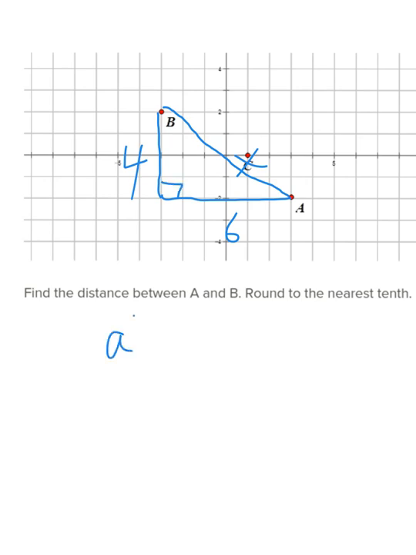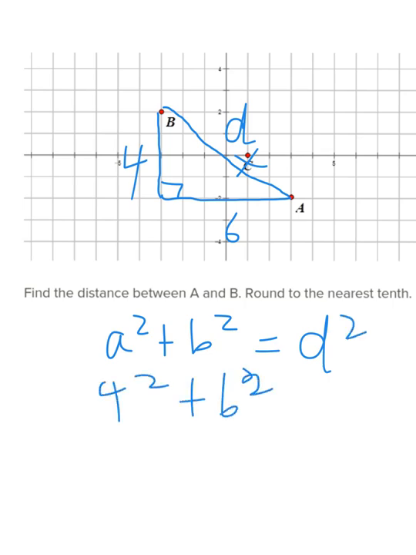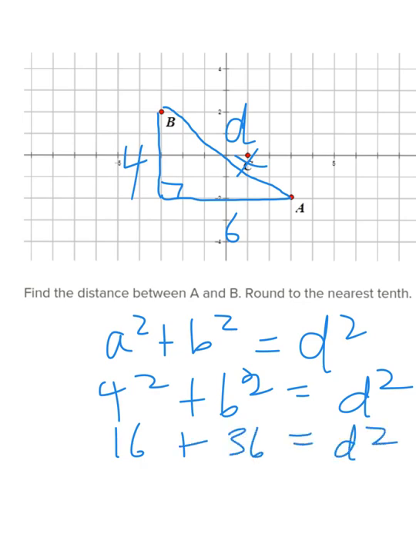So I have a squared plus b squared equals, I'll use d for distance, d squared. 4 squared plus 6 squared equals d squared. This is 16 plus 36 equals d squared. This is going to be 52, I think, equals d squared. Take the square root of both sides.